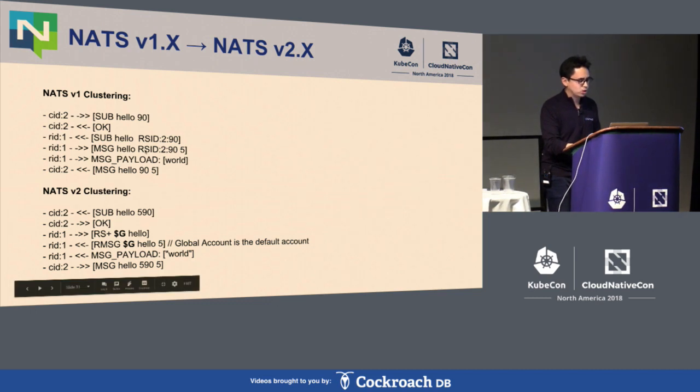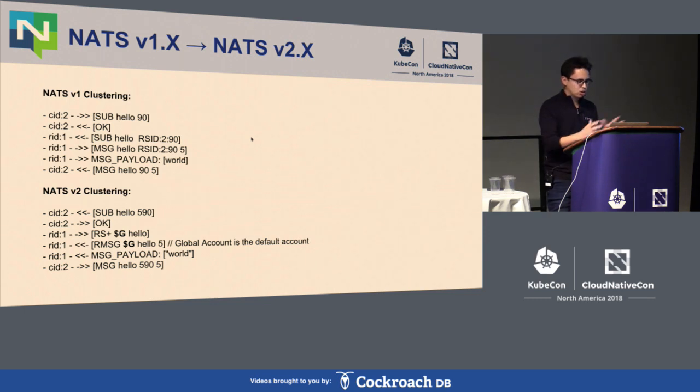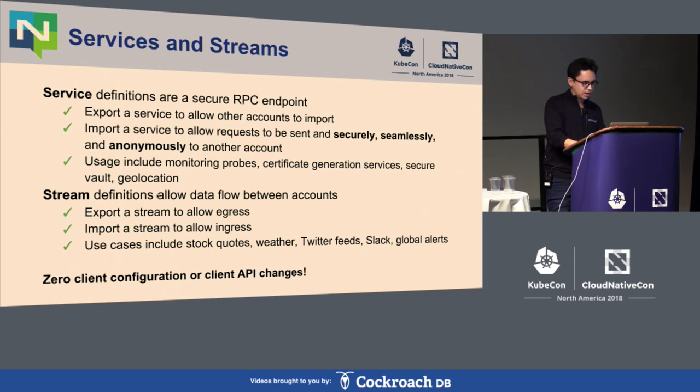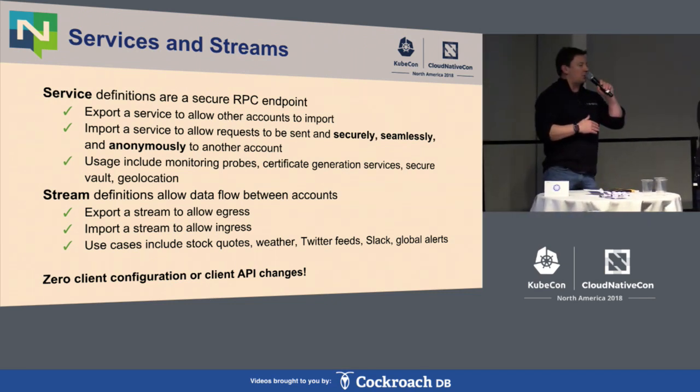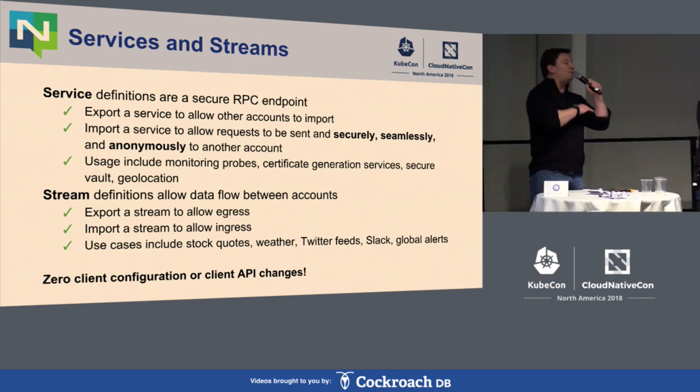You can see now what used to be outside of the account now becomes a part of a global account, and the protocol is quite different. So we have the services and stream definitions. Services are RPC endpoints, as Colin mentioned, and the streams are just data flow between accounts. But again, from the client perspective, there are no API changes required. For the clients, these are still just subjects they publish and subscribe to. So from the client perspective, they don't even really know about accounts, except maybe at connect time.